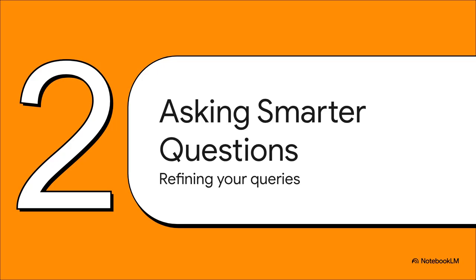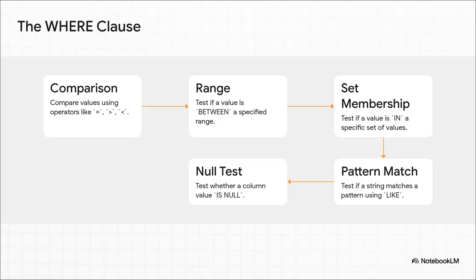Okay, so we've got the 4 core actions down pat. Now let's really level up our game. We're going to see how to add some extra tools to our select statement, which will let us ask much, much smarter and more specific questions of our data. Remember that where clause? It's basically your super-powered filter. You can get incredibly specific with it. You can use standard comparisons like equals or greater than.